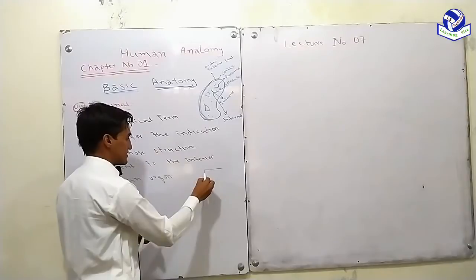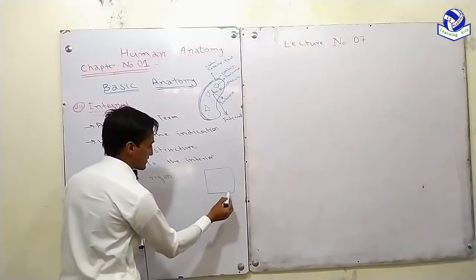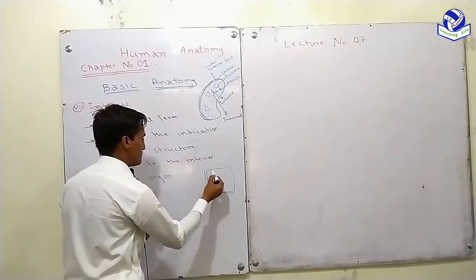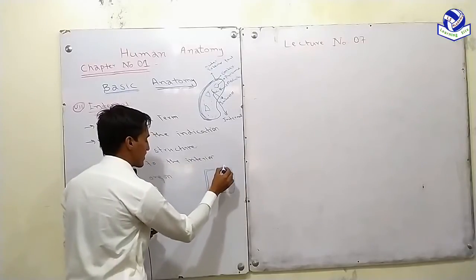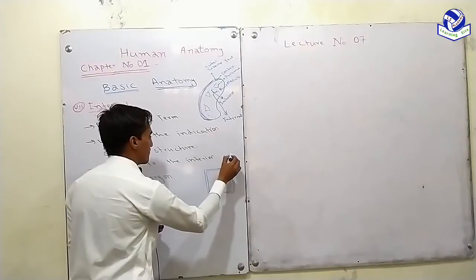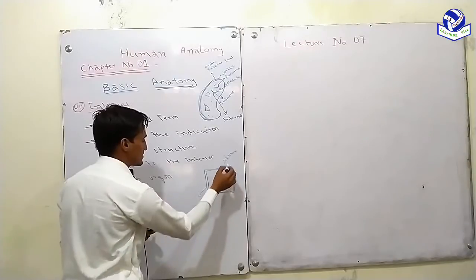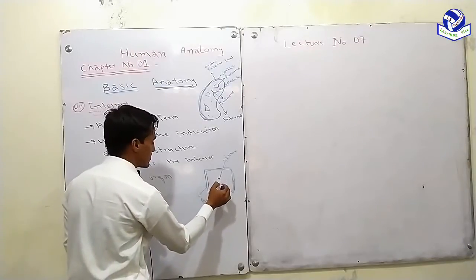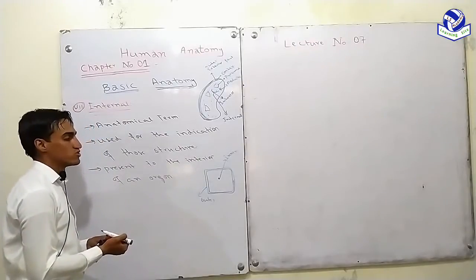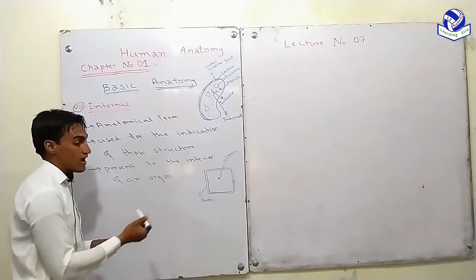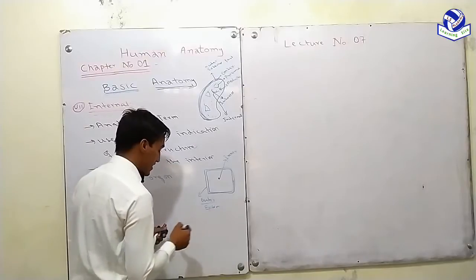For example, this is an organ. This is the outer part of the organ, and this is the inner part, the interior part. So for the indication of internal structure we use the anatomical term internal, and for indication of the outer part or the exterior part we use the anatomical term external.